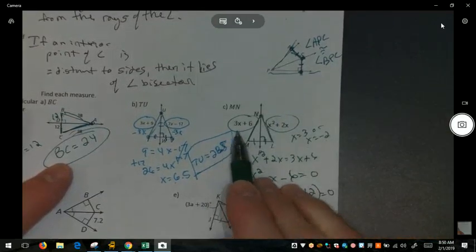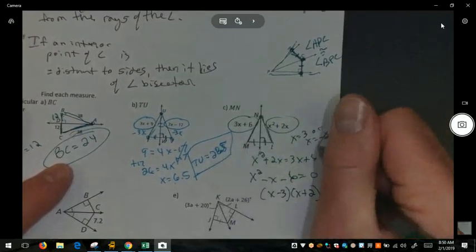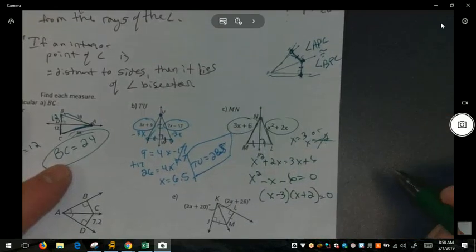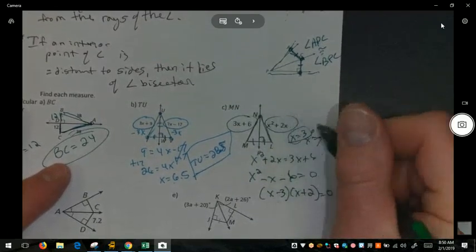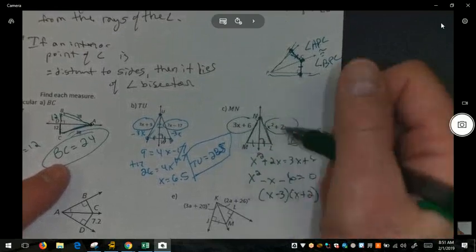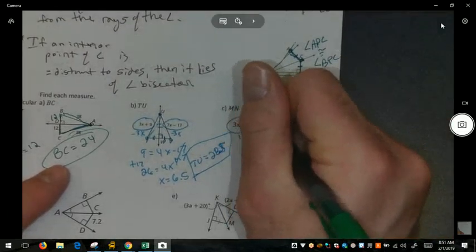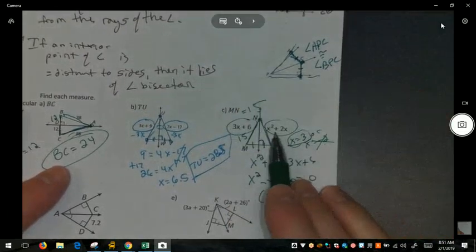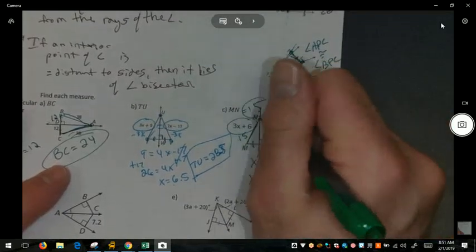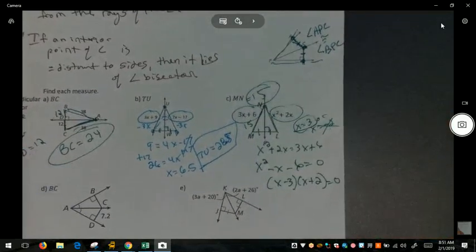If I plug in negative 2, it would give me a side length of 0 for NM, so that's an extraneous solution. That means that I'm going to use the value of x equals 3. 9 plus 6 is 15 for MN. 3 squared is 9 plus 6 is 15 for NL, so I know I have the correct value.